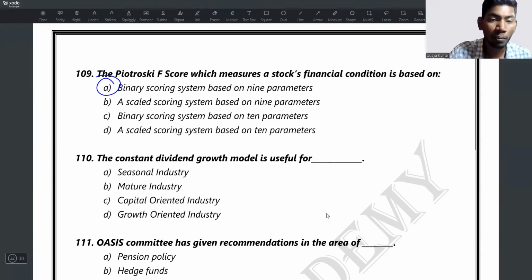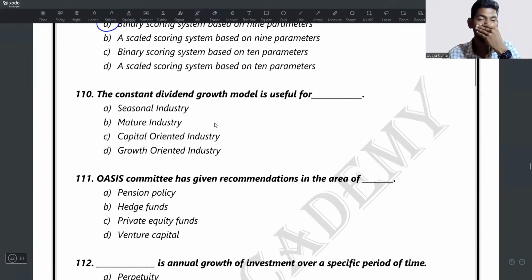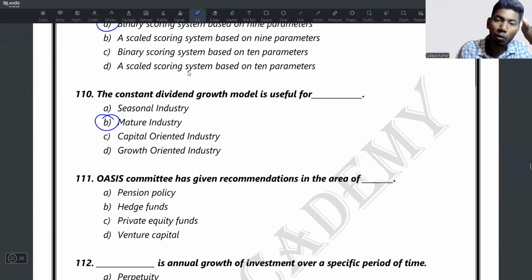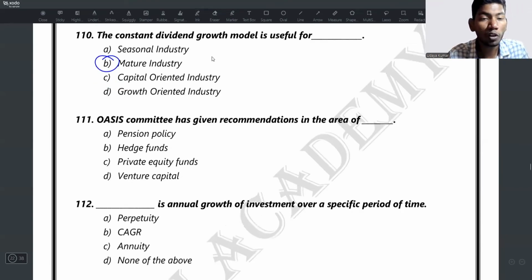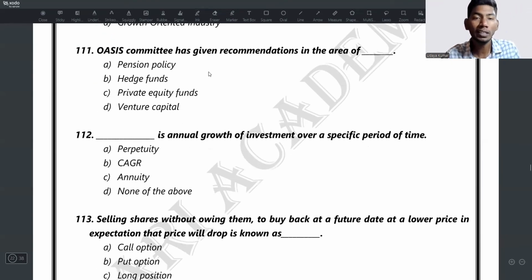Okay. So moving to question number 110. The constant dividend growth model is useful for, we have discussed, the mature industry, growth-oriented industry. The constant dividend growth model is used for mature industry. The constant dividend growth model assumes steady, predictable dividend growth, which is more realistic for mature industries with stable earnings and dividend policies. Clear? So moving to question number 111. The OASIS committee has given recommendations in the area of pension policy.